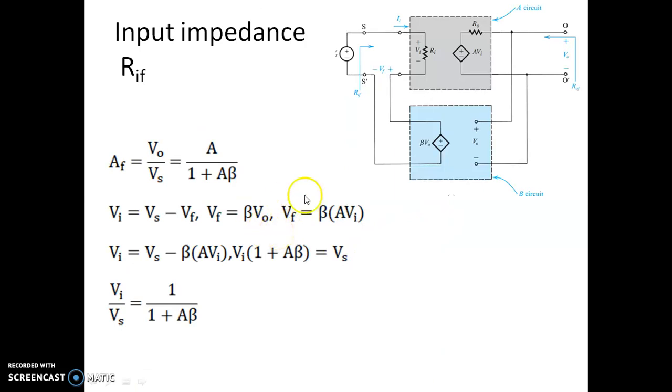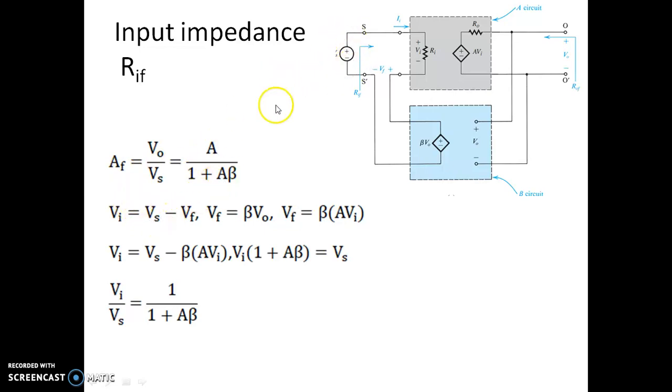Okay, let us try to see how we find the value of RIF. You may remember that one of the advantages of going for negative feedback is that it improves the input impedance. Let us analyze how it improves the input impedance. So we know that the feedback amplifier gain AF is equal to A by 1 plus A beta.